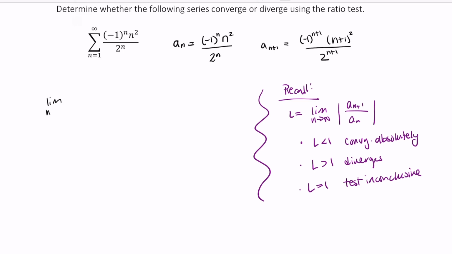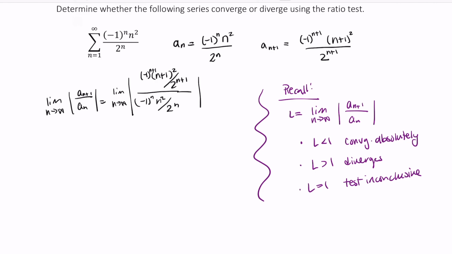So the limit as n approaches infinity of the next term, that's the n plus 1 term, divided by the nth term, is equal to the limit as n approaches infinity. In our numerator, we have negative 1 to the n plus 1 power times n plus 1 squared divided by 2 to the n plus 1. And in our denominator, we have negative 1 to the nth power times n squared divided by 2 to the n. And this is, of course, all within an absolute value. And this is L.